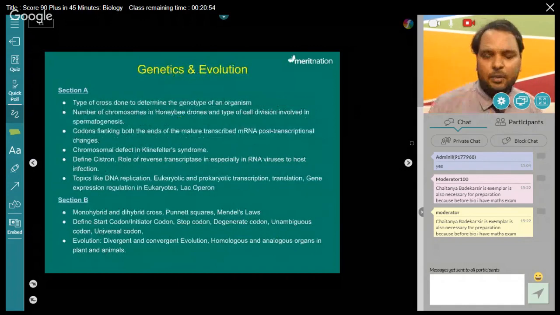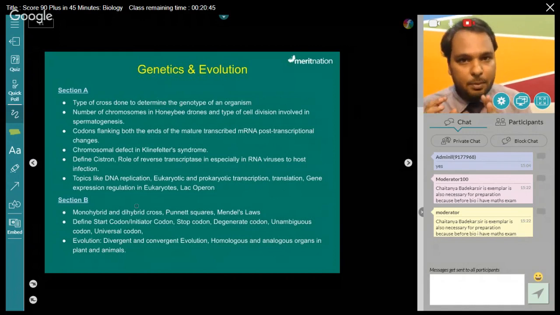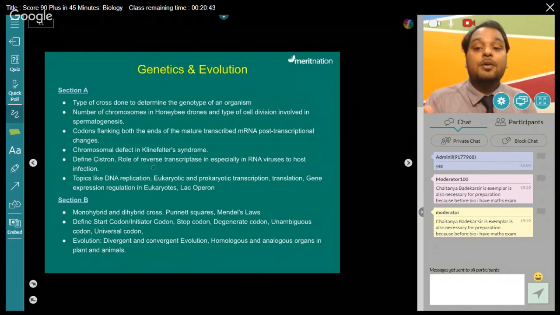Next is genetics and evolution. A big section, but ultimately the questions will not come from everywhere in your board paper. So there are some important topics. For example, types of cross done to determine the genotype of an organism. As I told you, test cross is one of the most important topics from the very first chapter of genetics, right? Now, the number of chromosomes in honeybee drones, and types of cell division involved in spermatogenesis. Codons flanking both sides. Okay, that's one of the favorite questions.